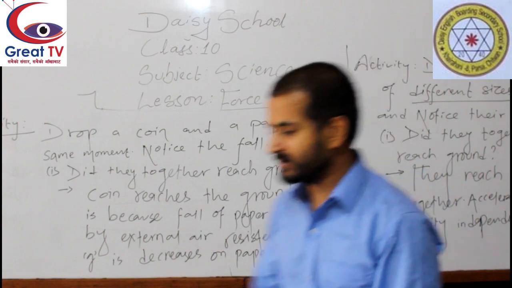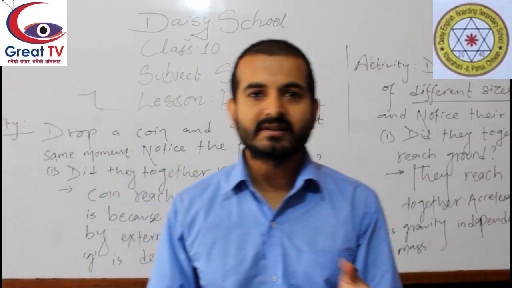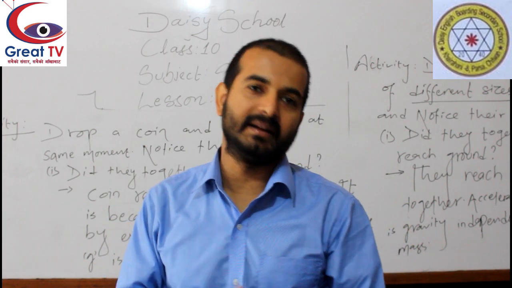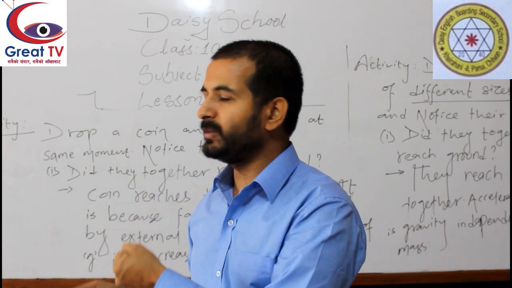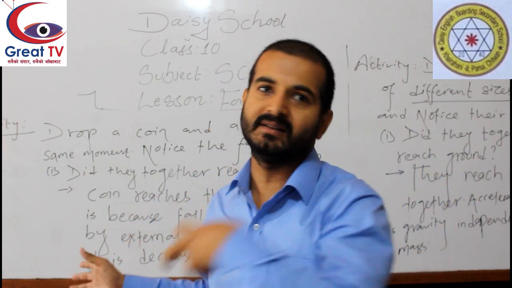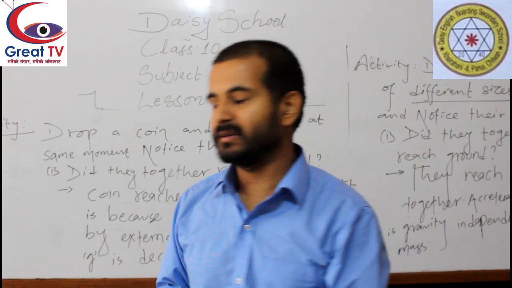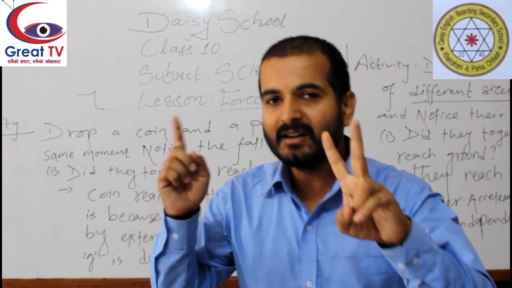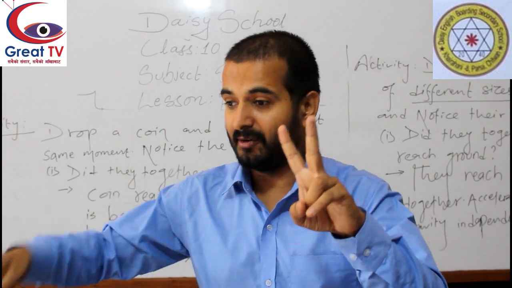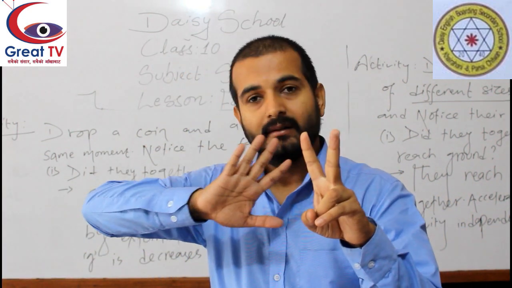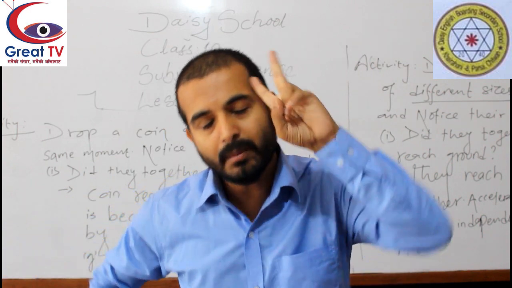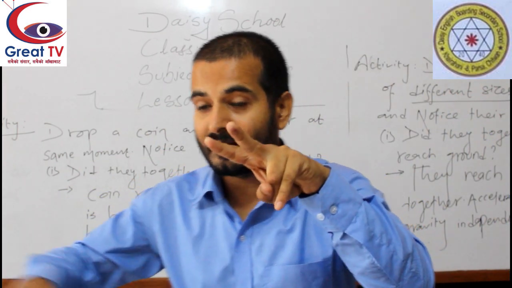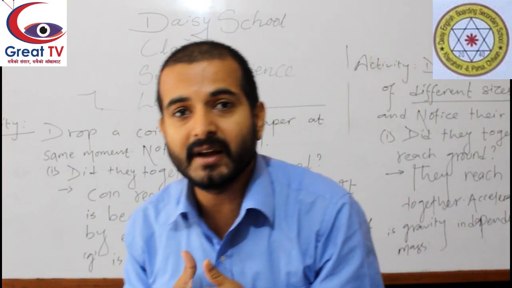So my dear students, you should understand this acceleration due to gravity. We are talking about a big thing. This is going to be a very important part in this chapter for you to write in examinations. So you should understand two things now. Acceleration due to gravity is equal for all objects irrespective of masses. Number two, it can be affected by external air resistance and the area covered by the object.